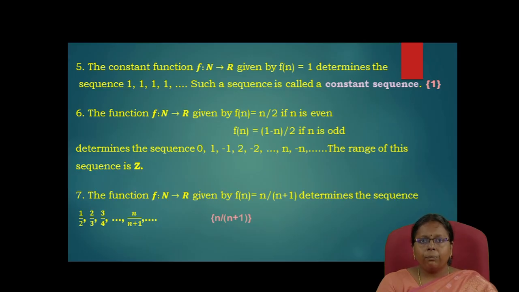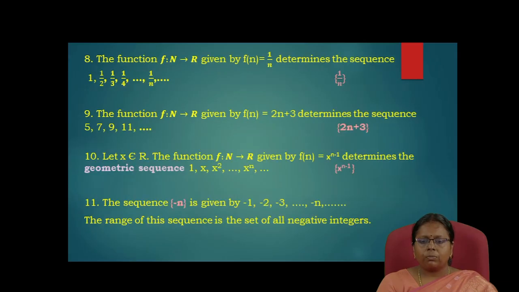The function f from N to R given by f of n equal to n by n plus 1 determines the sequence 1 by 2, 2 by 3, 3 by 4, etc. And if we consider f of n equal to 1 by n, it determines the sequence 1, 1 by 2, 1 by 3, etc. And in the ninth example, f from N to R is given by f of n equal to 2n plus 3. So, if we put n equal to 1, the first term will be 5, the second term will be 7, then 9, 11, etc.